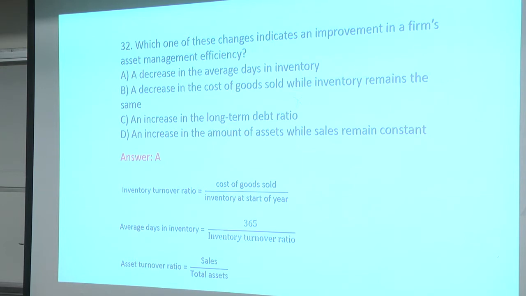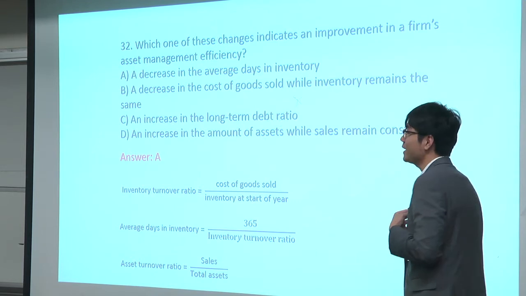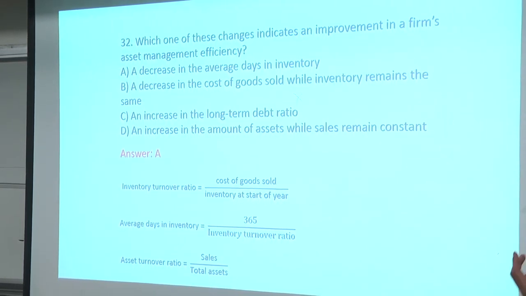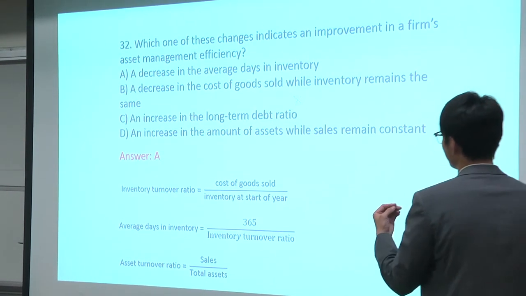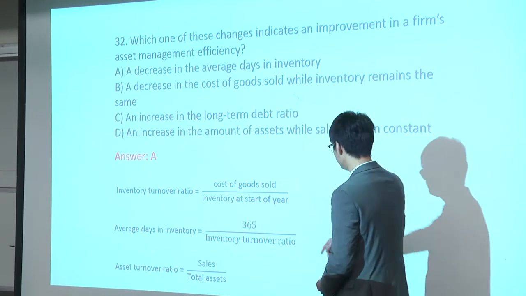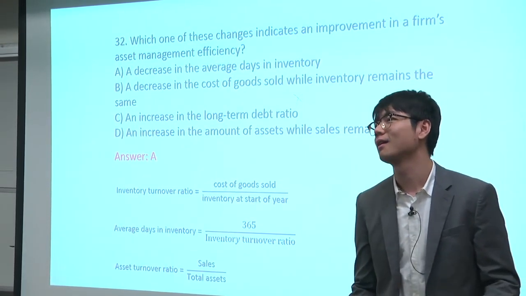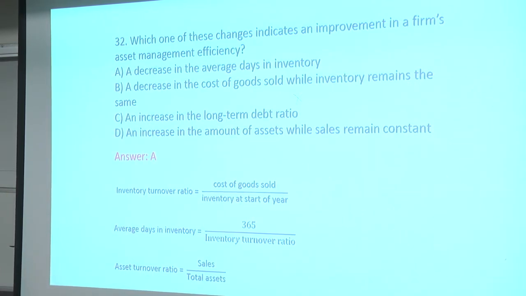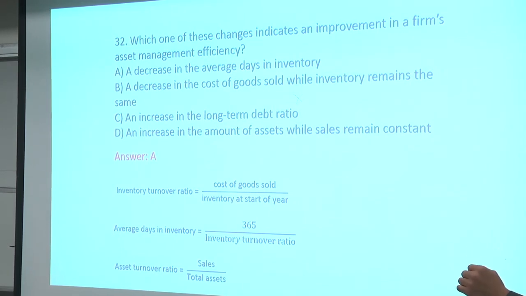So let's take a look. A decrease in the average days in inventory. Is that a good candidate? To know that, what's average days in inventory? It's 365 divided by inventory turnover ratio. First of all, what's the 365? Yeah, great, that's trivia. We're not going to tell you that, but you should know that. So average days in inventory is 365 divided by inventory turnover ratio.